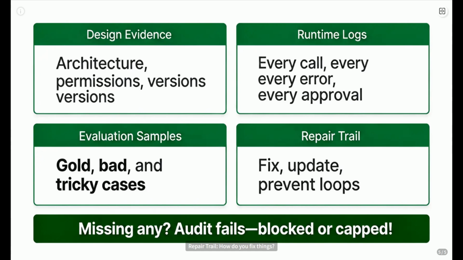Repair trail: how do you fix things? Document the full incident repair loop: isolate, retract, correct, update, prevent recurrence. And organizational evidence: who's accountable? Approval records, responsibility matrices, data authorizations, user notifications, exit strategies. Miss any of these and your audit is incomplete, potentially blocked or capped. That's the essence of the DeepQ white box audit.